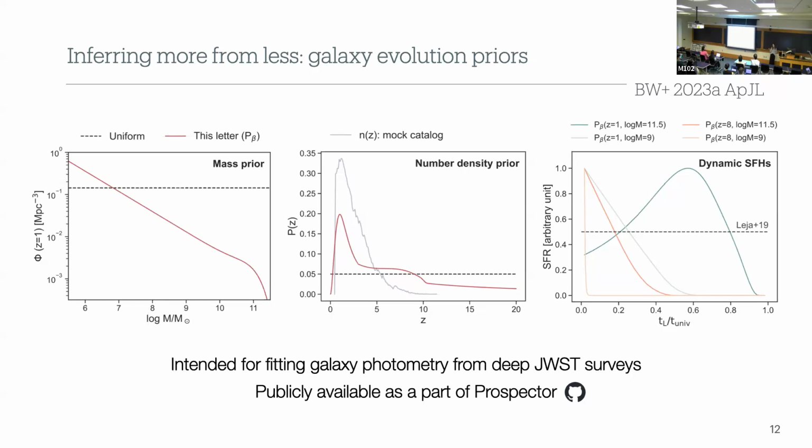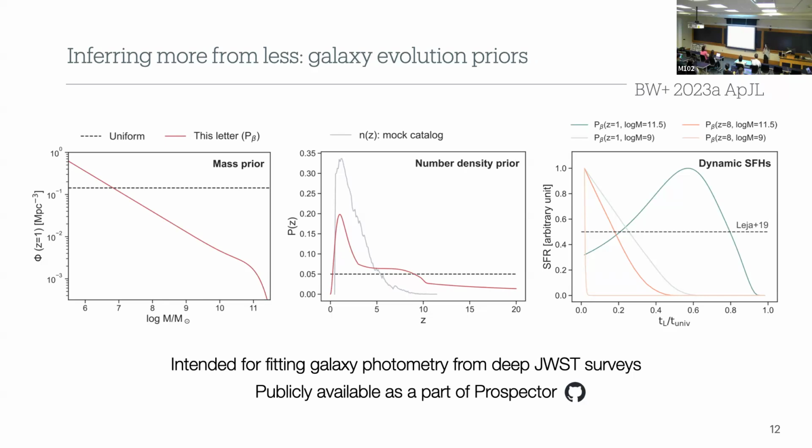We think the observed universe is a good representation of the knowledge we have of the observable universe, and I want to put what we learned from those state-of-the-art observations back into the inference pipeline, just to make the whole inference more robust. So those three priors are public and part of Prospector.